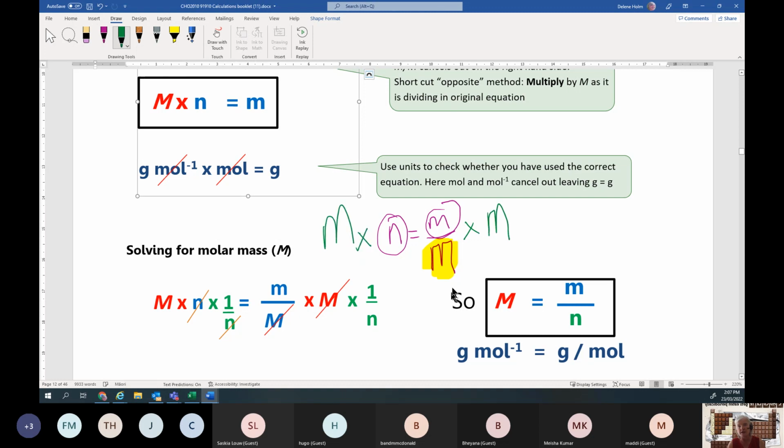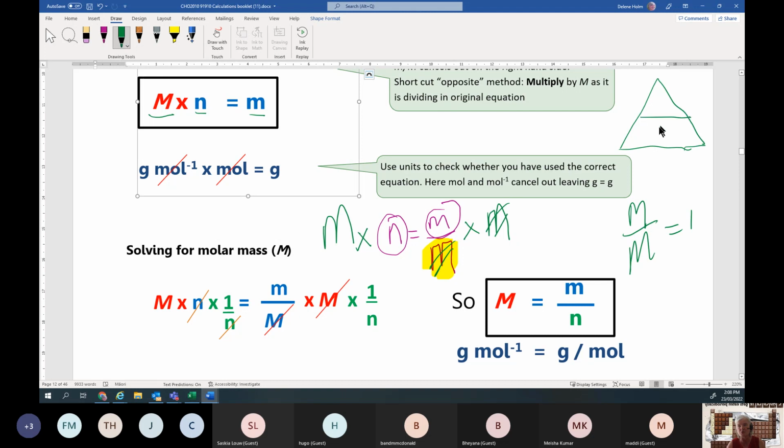Big M, and these will cancel out because M over M is equal to 1. So that will cancel out. And therefore, mass is equal to the amount times the molar mass. So make sure you can manipulate these equations. It's basic algebra, but don't let the word algebra scare you, because all you have to do, if you really want to, is you can also use the triangle.